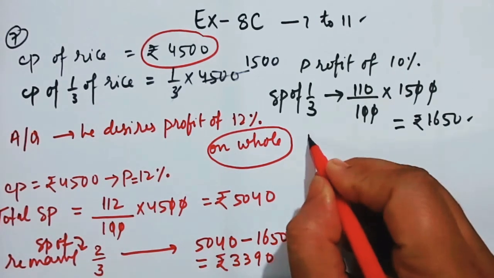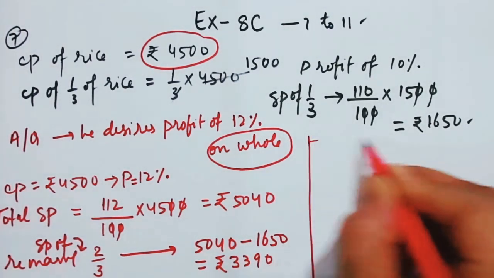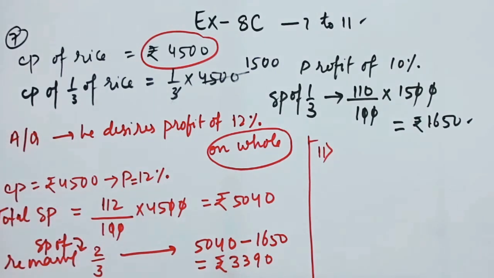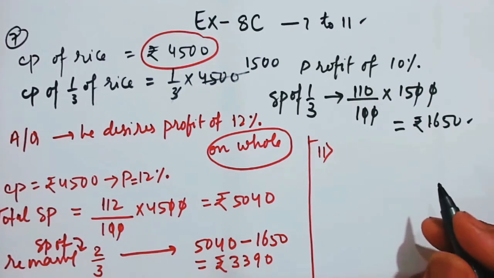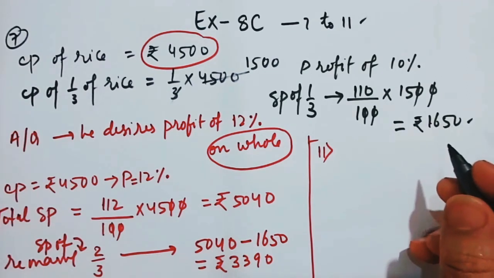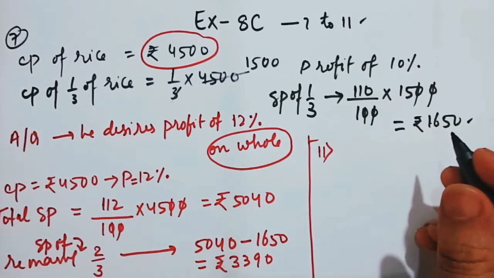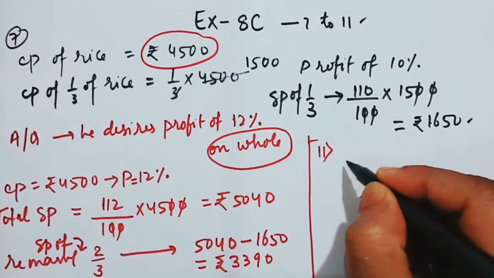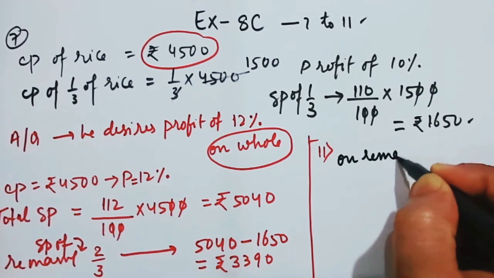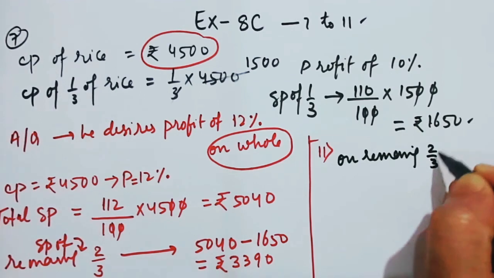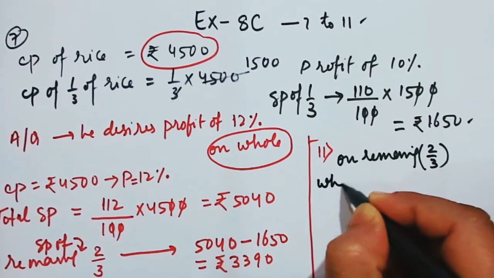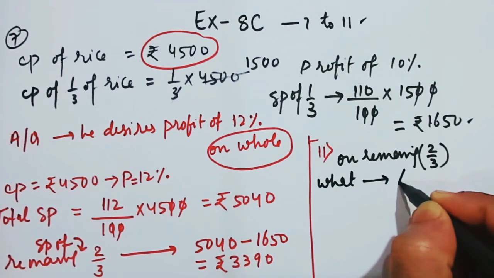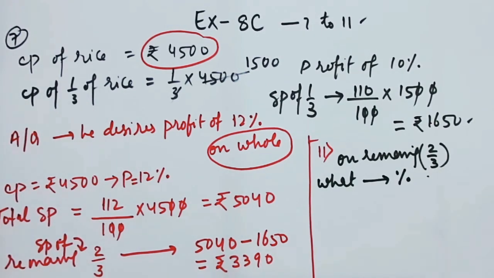Now what does the second part say? The second part says, at what price should he sell the remaining, the percentage profit on the rest of the rice if he desires a profit of 12% on the whole. So the second part says that on the remaining 2/3, what will be the profit percent?